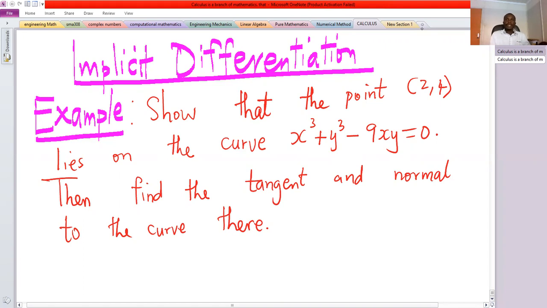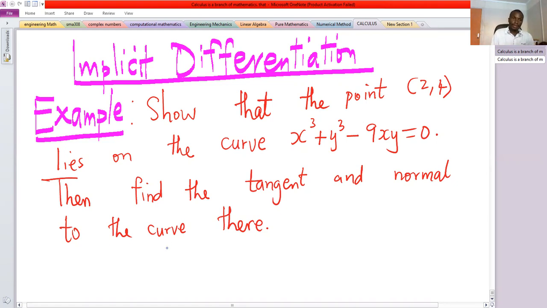Show that the point (2, 4) lies on the curve x cubed plus y cubed minus 9xy equals 0. Then find the tangent and normal to the curve there. That means we find the equation of the tangent and normal line at the point (2, 4) on the curve. For the first part of the question, to show that the point (2, 4) lies on the curve is just to show that when you substitute the values 2 for x and 4 for y, the equation is satisfied.